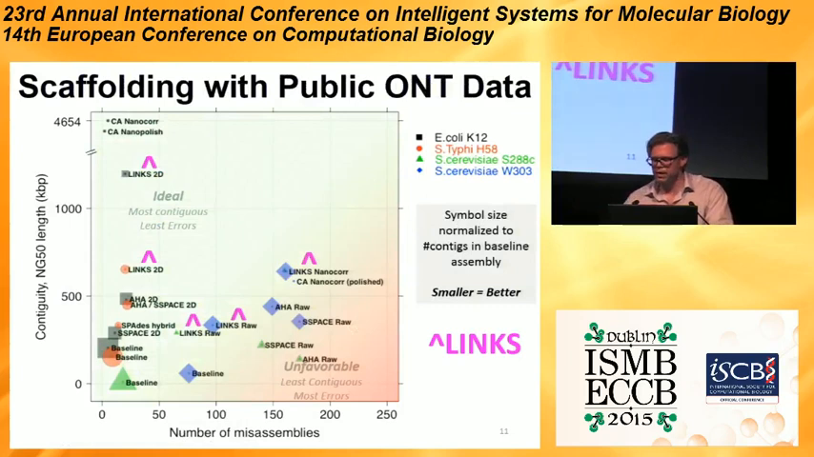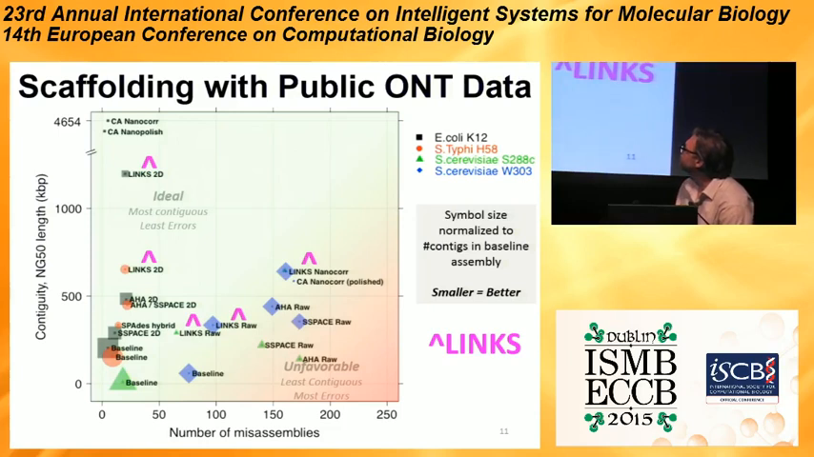Okay. So showing some results with the public Oxford Nanopore data for E. coli, Salmonella typhi, and the yeast. This is where you want to be. You want to have a really high contiguity when you scaffold or assemble, and very little misassemblies. I indicated in chevron where the LINKS rescaffolded assemblies are in this. It all started with draft Illumina assemblies. Some were done with ABySS, some were taken from public websites. And we've rescaffolded with SSPACE and AHA. These were the scaffolders.